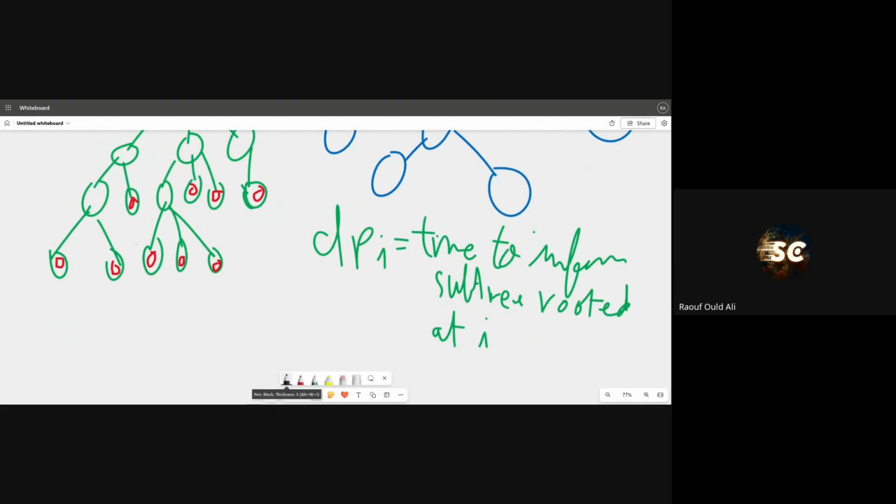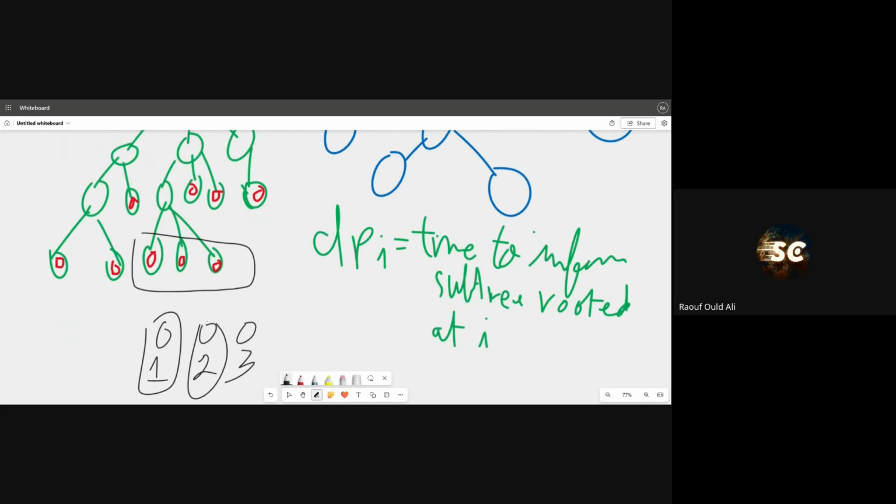Let's try on this one. So we have 0, 0, and 0. For each of these children, now they are sorted. So the time that it will take to inform this child, with one-based index I, will be DP of I plus I. 1, 2, 3. So the answer is just the maximum sum among these. So here we obtain 3.